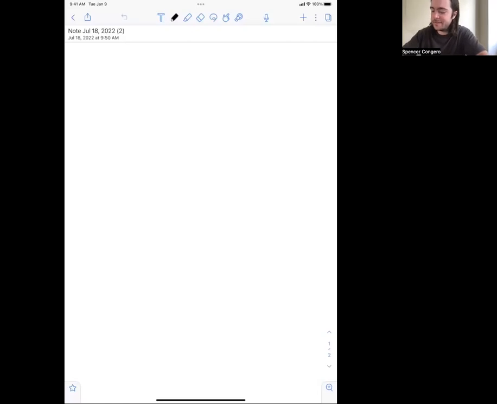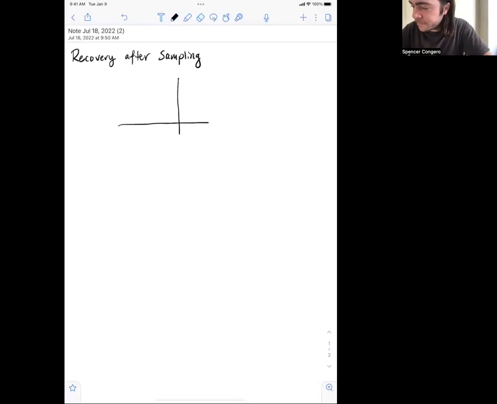Okay, so in the last video, we talked about the process of how to sample a signal. We used impulse trains and multiplied them by our original signal, and then we got the sampled version. What we're going to talk about today is recovery after sampling. Okay, so let me just remind you of the setup here.